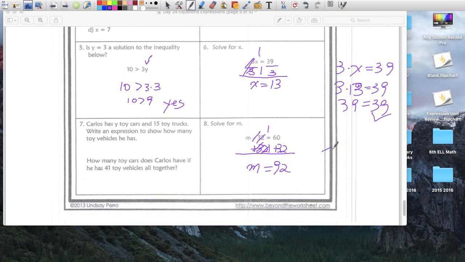Is it true? Well, m minus 32 equals 60. I'm going to substitute the m with 92. 92 minus 32 equals 60. And 92 minus 32 is indeed 60, which equals 60 on the other side. Perfect.